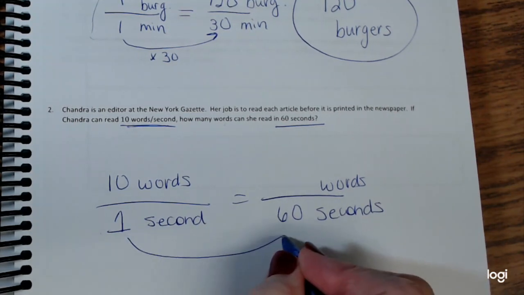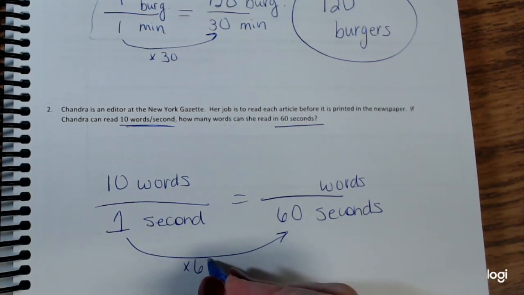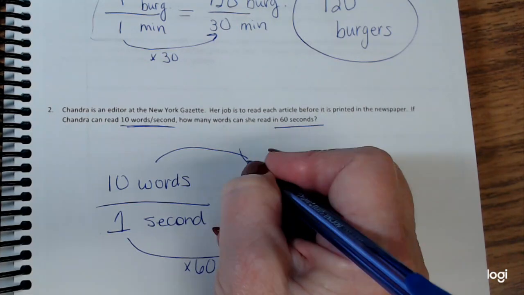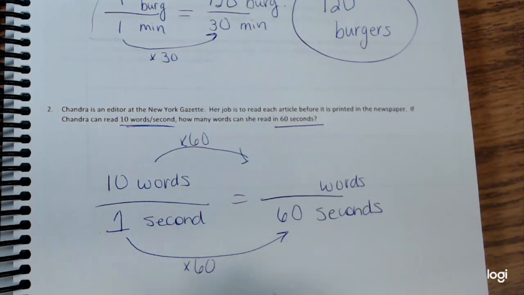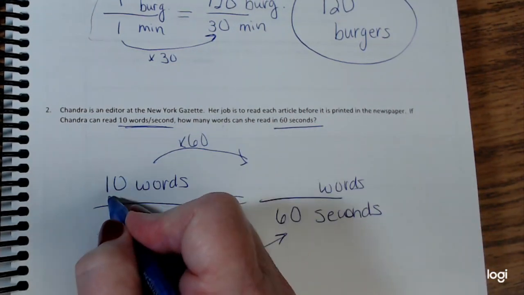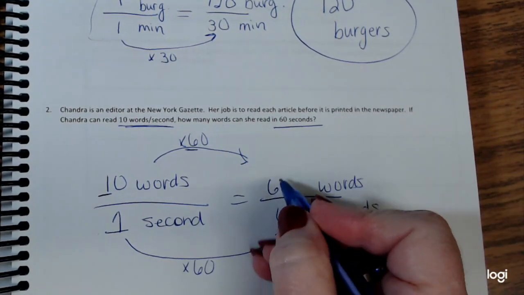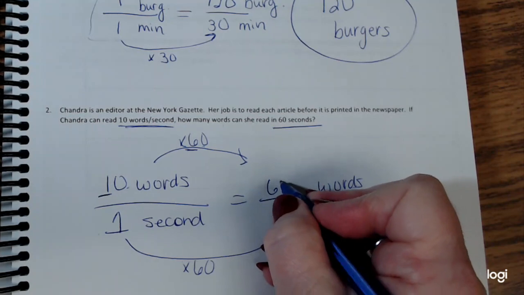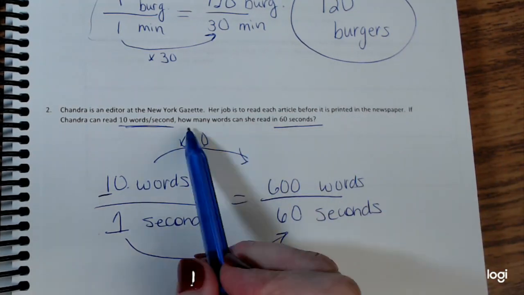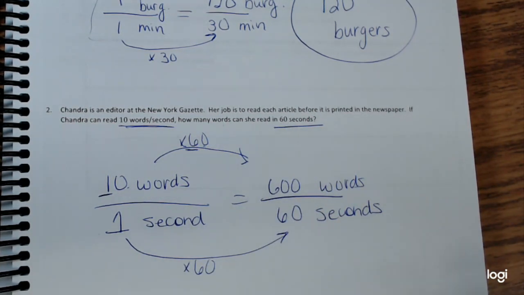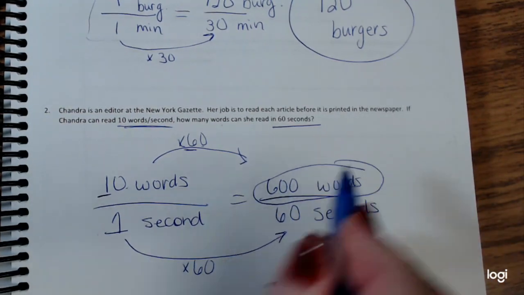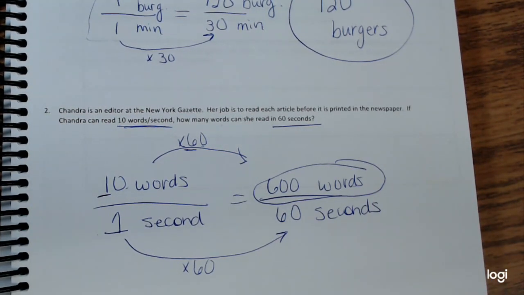Obviously, we're going to take 1 times 60, which means we're going to do the same thing up here. Do you know the trick how to do this without a calculator? Let's see. 1 times 6 is 6, and then we get to add 2 zeros. So, how many words can she read in 60 seconds? 600 words. That's a lot of words. Can you guys read that many words? All right, let's flip over to the next page.